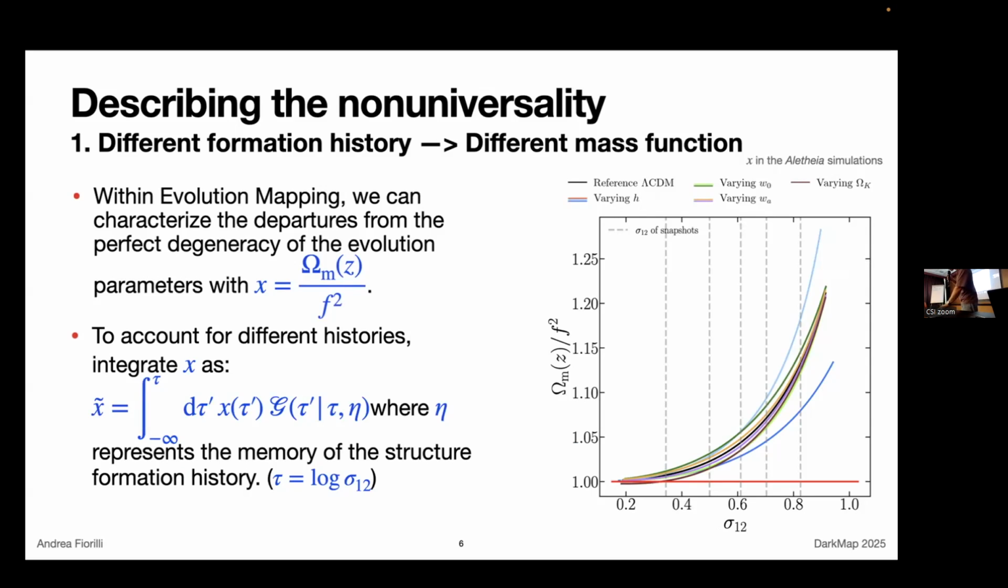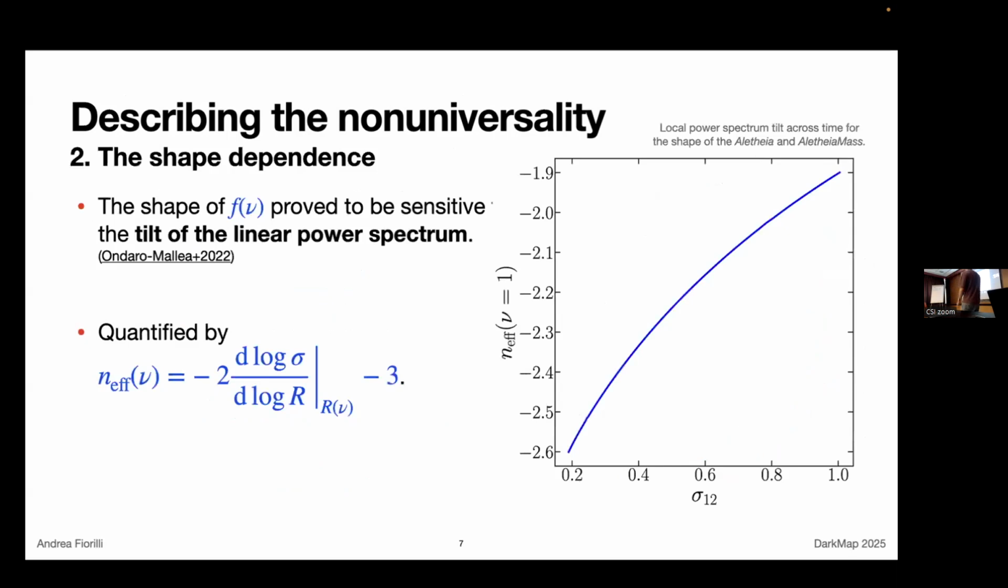Along with this, there is another parameter that has emerged in recent years, especially in this work by Ondaro-Mallea and collaborators 2022, that governs the halo mass function, and it's the local tilt of the power spectrum. It's how tilted the power spectrum is at the scales relevant for your halo formation. And we can characterize it with the logarithmic tilt of P of k or of sigma even better, because sigma doesn't have wiggles. It's better behaved as a function.